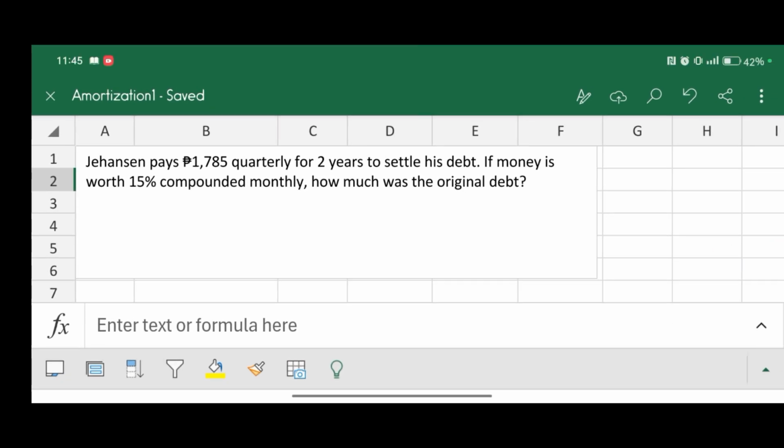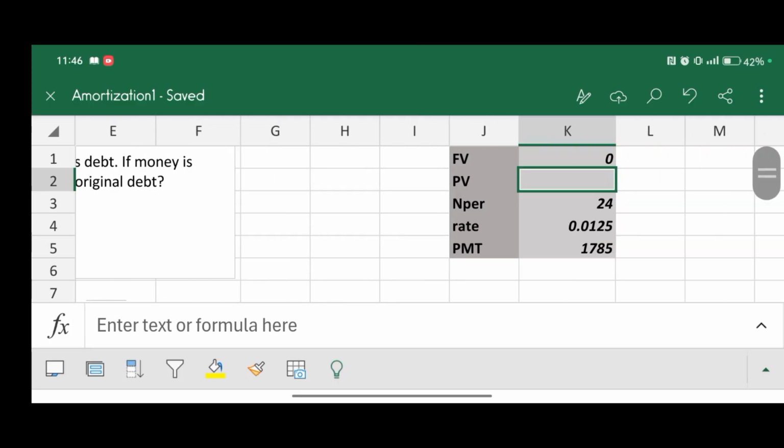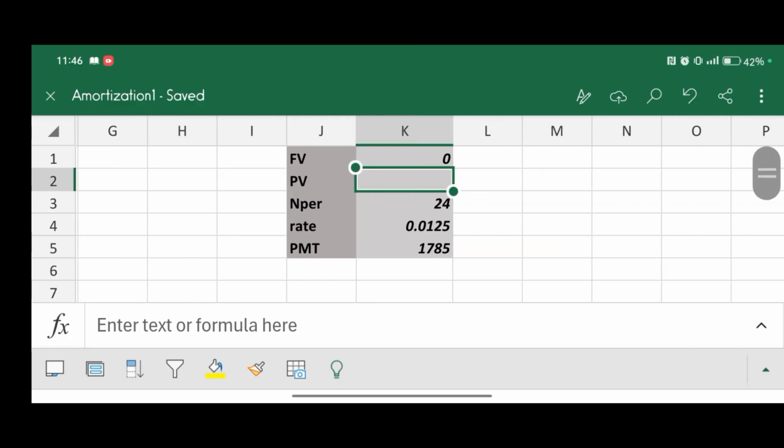So for the amortization schedule, we have here a sample problem. Johansson pays 1,785 pesos quarterly for 2 years to settle his debt. If money is worth 15% compounded monthly, how much was the original debt? So the first thing to do is to determine the givens in the problem.